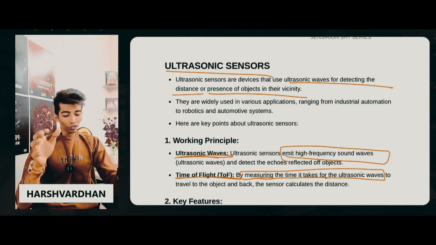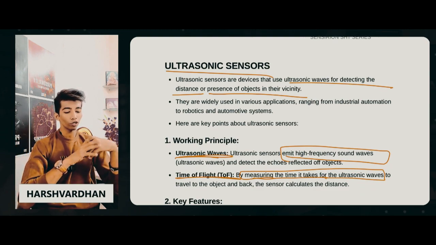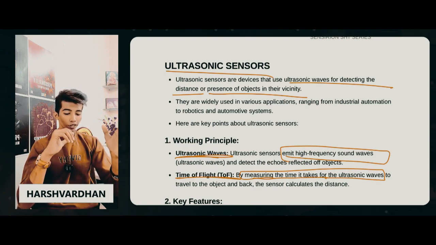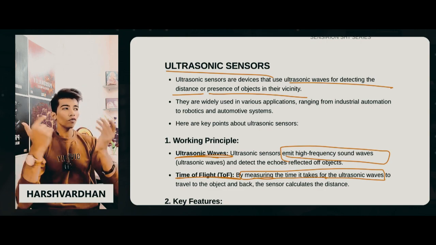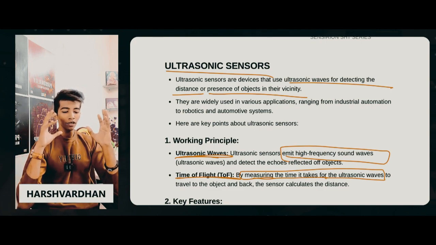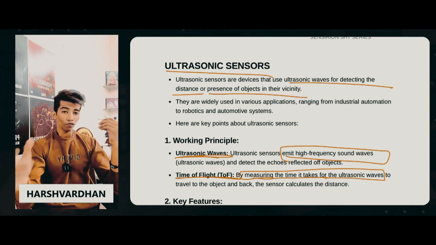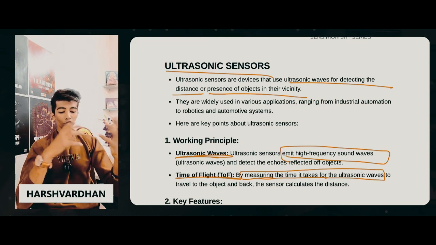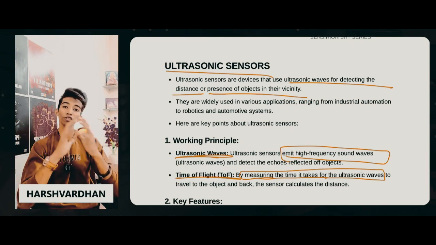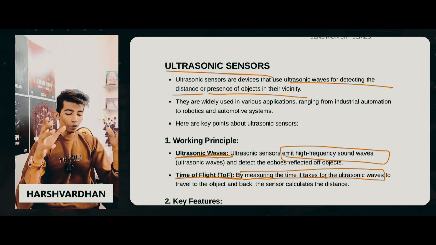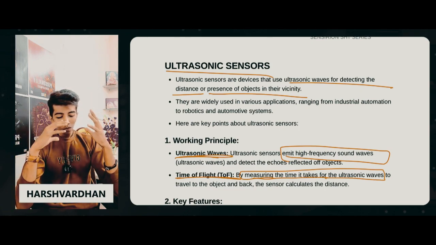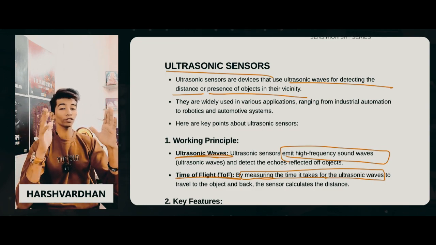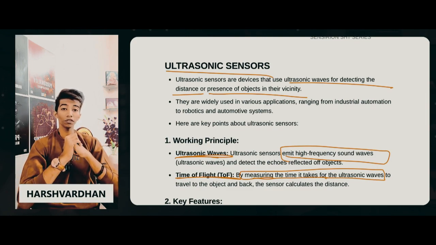So talking about ultrasonic sensors, they use ultrasonic waves for detecting the distance and presence of objects in their vicinity or surroundings. They are actually detecting any kind of ultrasonic waves which is coming, so they measure this thing, and accordingly it works. The working principle is that they work on high frequency sound waves and detect echoes reflected off objects. So these are the different things present in IoT based systems or in the ultrasonic sensors as we have just considered.